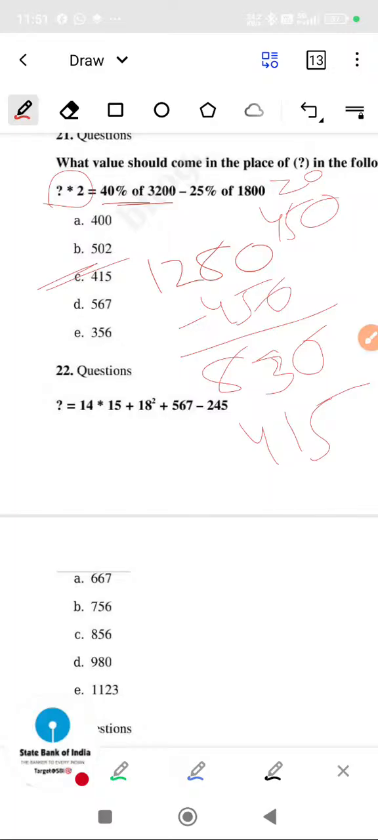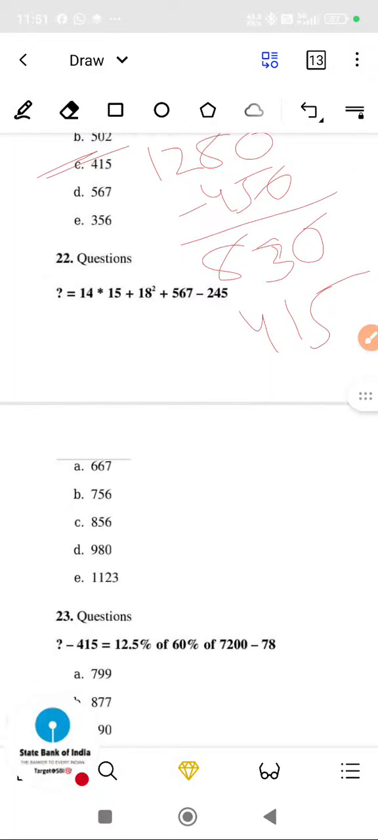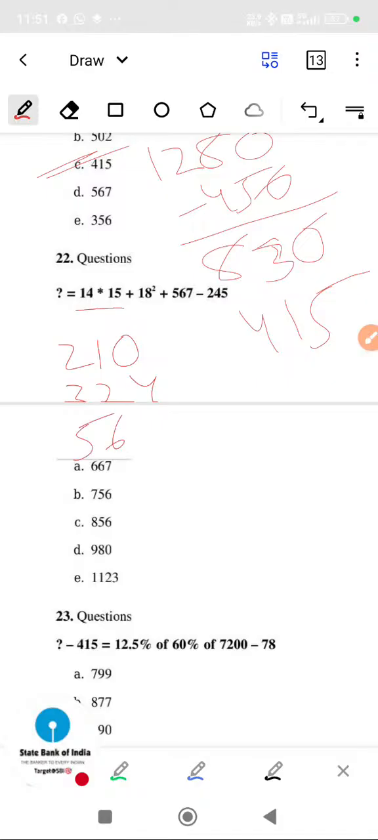Now we are moving with question number 2. Question number 2 says that 14 into 15 times, which will be 210, and 18 square 324, okay, plus 567 minus 245. So these are positive numbers, and this is a negative number.